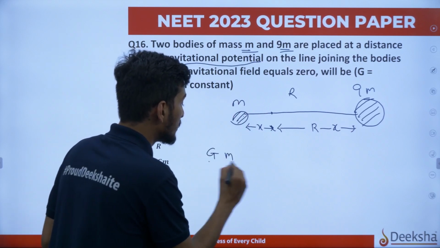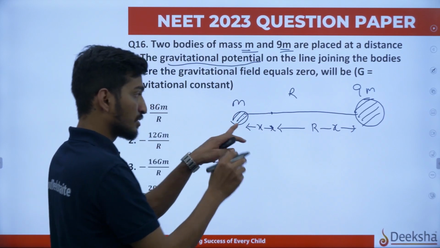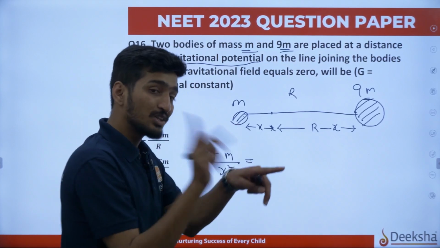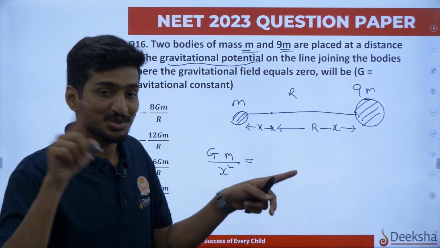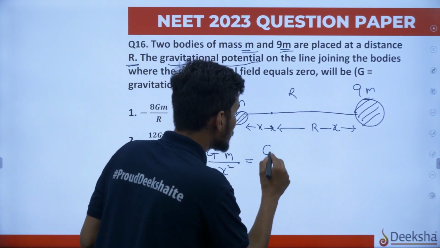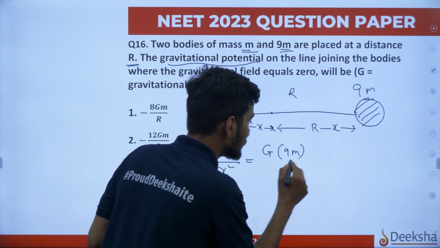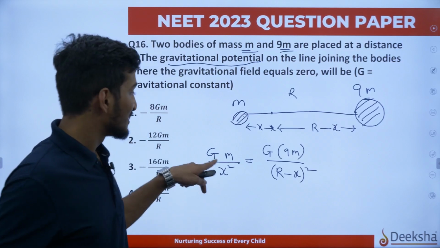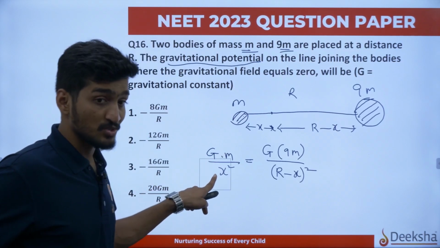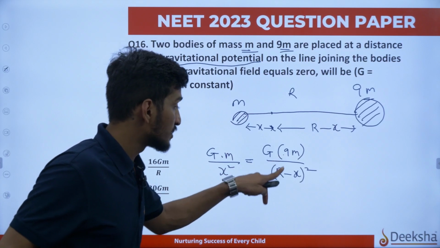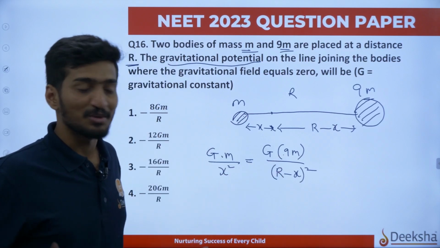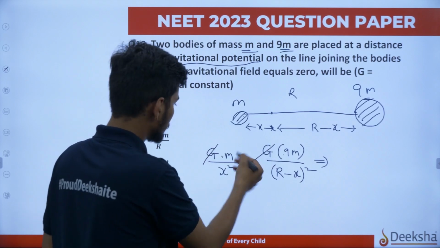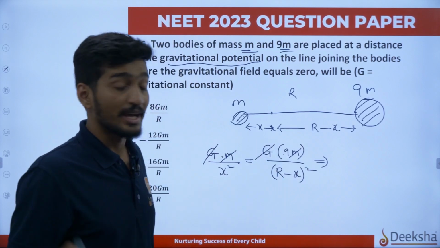Gravitational field due to m is G m by x square. Now that should be equal in value, opposite in direction, so that it cancels out. So in value it should be equal to G into 9m by (r minus x) square. Understood what we did here? Mass, over distance of the mass from the point of balance squared. Simple. From here, I can cancel a few things. G, very good. m, very good. Always happy when that happens.